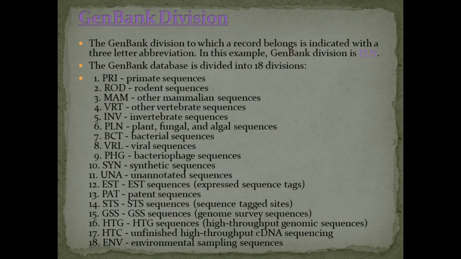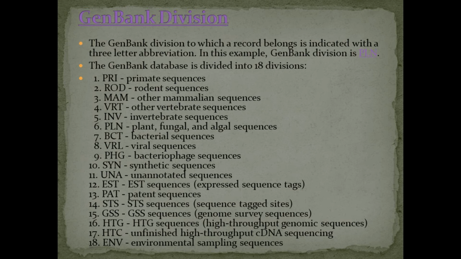In GenBank division, you can see there are different types of divisions which represent particular types of data. The GenBank division to which a record belongs is indicated with a three-letter abbreviation. In this example, the GenBank division is PLN or PRI. The GenBank database is divided into 18 different divisions. First one is PRI.